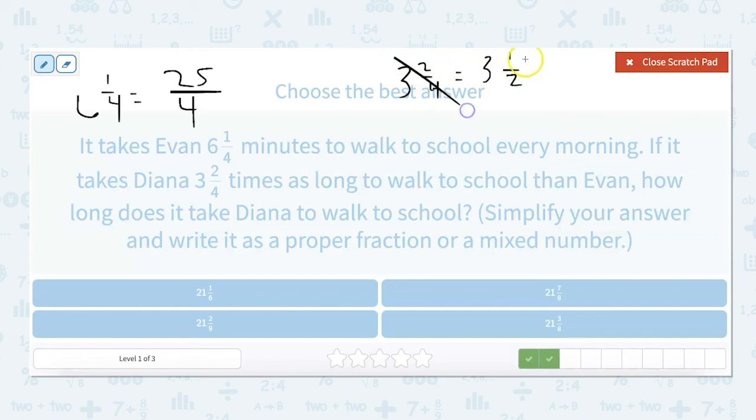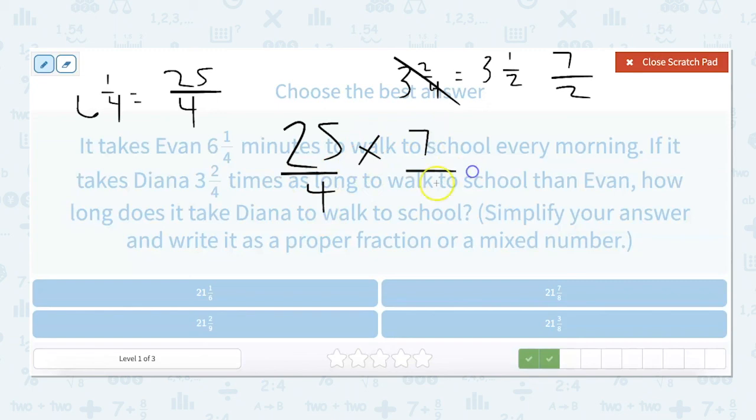And 3 2/4. So remember, 3 2/4 is the same as 3 1/2, but if we simplify it now, it'll save us a step in simplifying it later. So I'm going to do 3 1/2, and we're going to turn that into an improper fraction. 3 times 2 is 6, plus 1 equals 7 halves. Then we do 25 fourths times 7 halves equals 4 times 2 is 8. And for this, we could just count by 25s: 25, 50, 75, 100, 125, 150, 175. So 175 eighths.